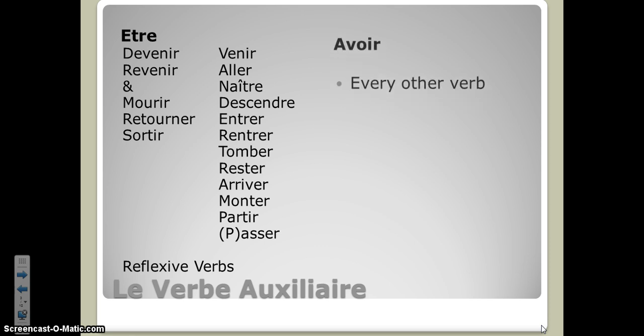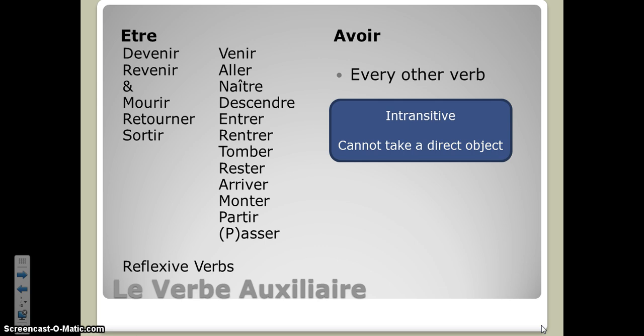So when do we use avoir? For every other verb. That's what makes it easier. Now, just to note, those Dr. and Mrs. Vandertramp verbs are on that list because they're intransitive. If you remember that from French 3, that special I word. What does intransitive mean? It means that it cannot take a direct object. That's going to be really important later on when we study direct objects.